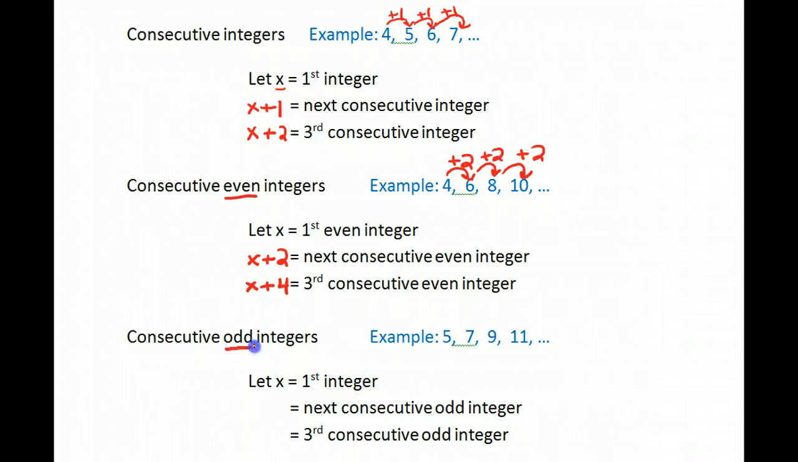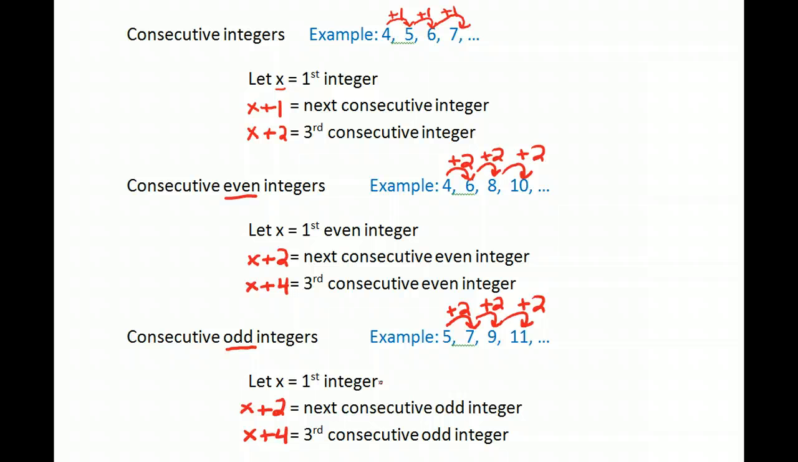Alright, now here's the one where people sometimes get confused. Odd integers are 5, 7, 9, 11, and so forth. But it's not n plus 1, n plus 3, n plus 5. You still need to say, how do I get from 5 to 7? I add 2. How do I get from 7 to 9? I add 2. How do I get from 9 to 11? I add 2. That means I'm going to have x plus 2 and x plus 4 here.